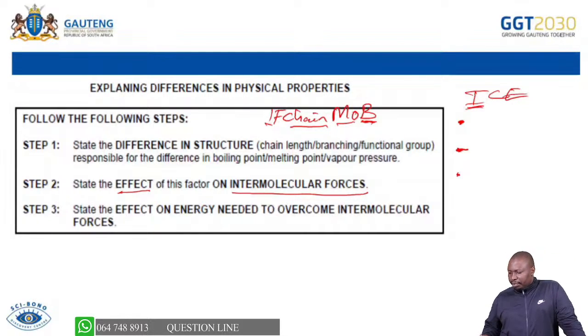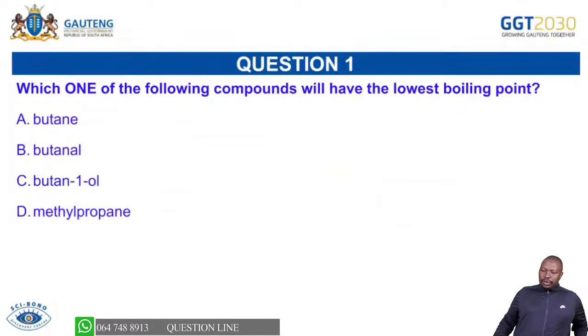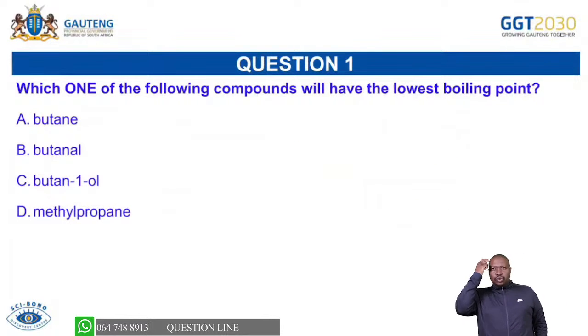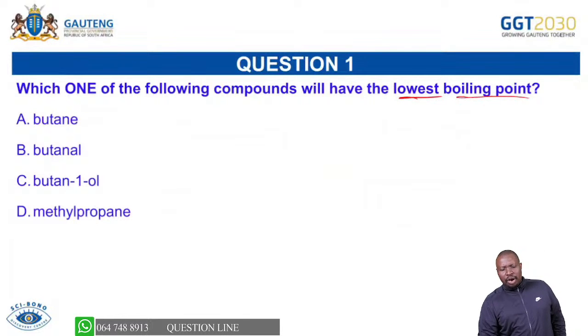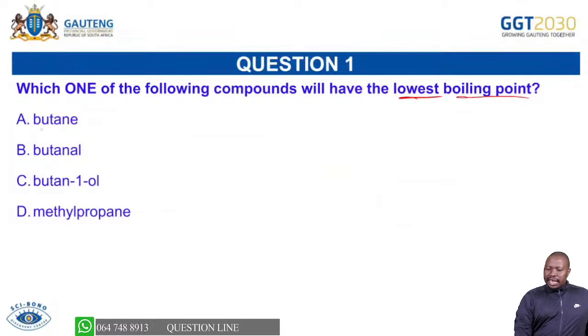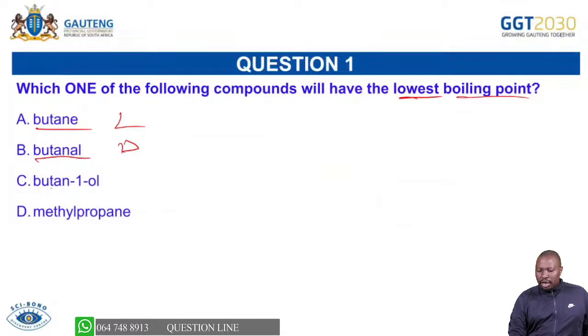I hope I was able to take you through and you are happy with this question, and you'll be able to do it. Now, which of the following compounds will have the lowest boiling point? Already you know that alkanes, we said, these ones they have London force, these ones we said they have dipole, these ones they have hydrogen bond. Methyl propane is still under alkanes, so it has London force. You know the lowest is London force.